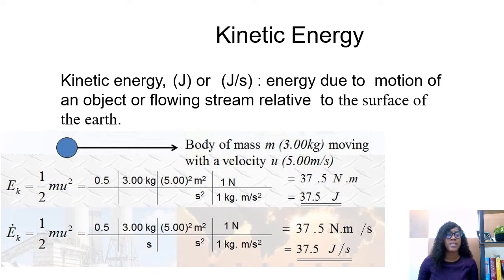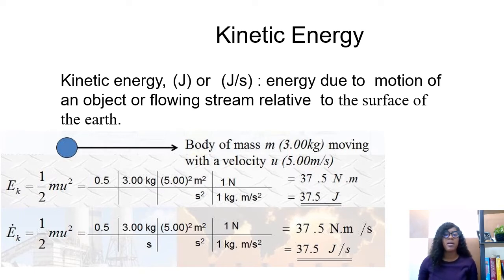Now if you notice in this example, we see EK with a dot over the E. So normally when we see a dot over a variable, it represents rate, meaning you're dividing by a time unit. So in this case, half m u squared, m would have the dot, which suggests that m would be our mass flow rate. So let's take a look at this example.